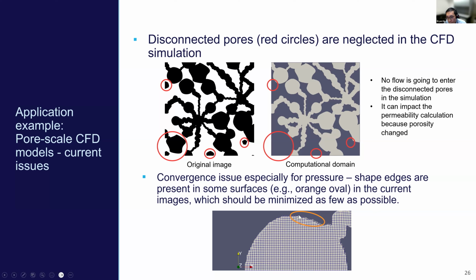We see some sharp edges present in the geometry. So this is kind of the issue we typically want to minimize as much as possible in doing computational fluid dynamics, because that will raise issues for the convergence. So we can work on that later on.